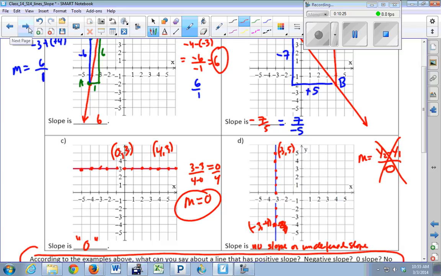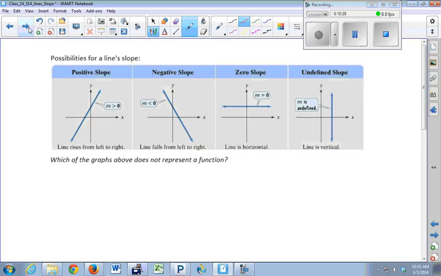And it's hard because we often say zero and no are sort of similar things. So that's where everyday usage of English and math can get a little tricky. Okay, so these are the four possibilities for the slope of a line. We just looked at all four of them. And my question here is, which of these four graphs that you're looking at does not represent a function?